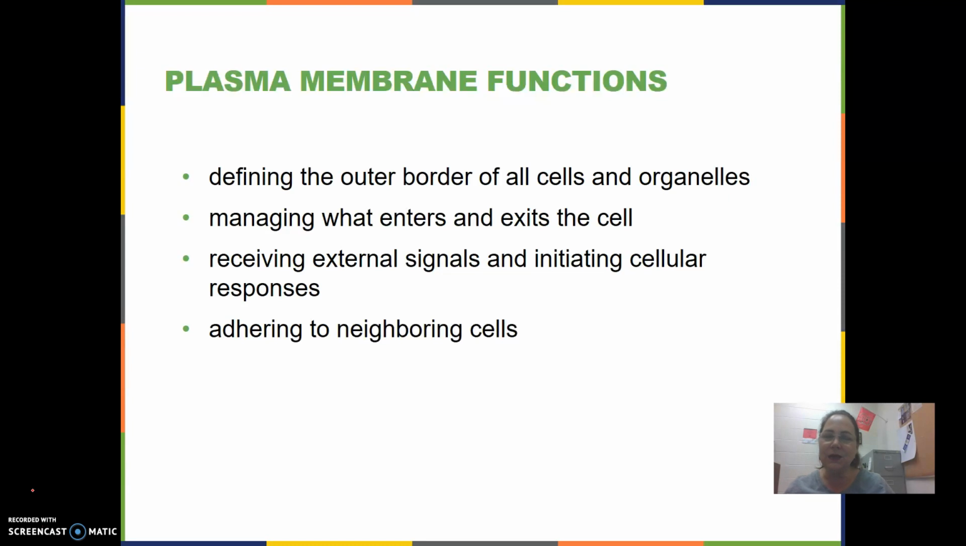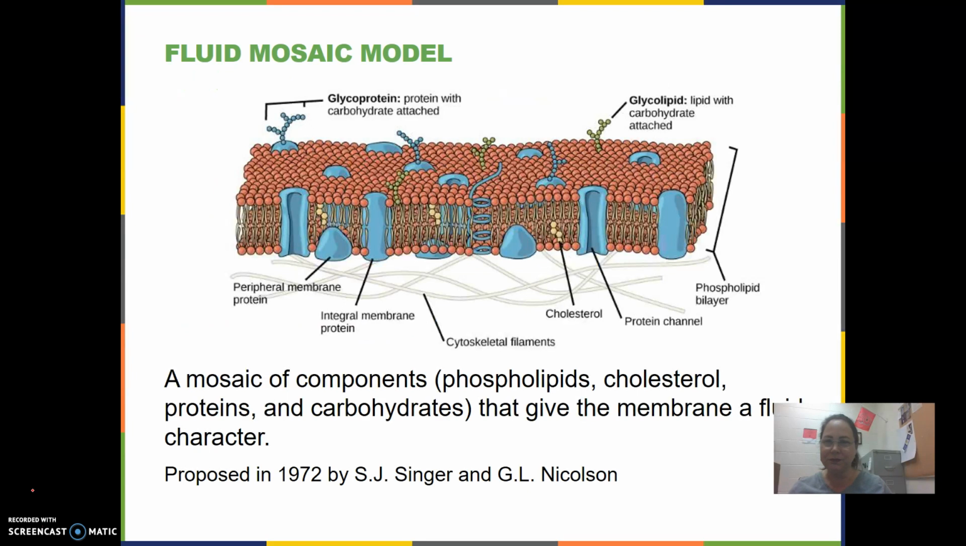And cells do not exist by themselves. They don't exist on their own in multicellular organisms like humans and plants. So similar cells form tissues. So they have to adhere to neighboring cells in order to form tissues.